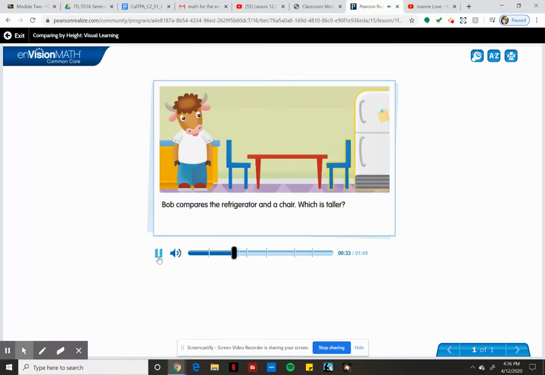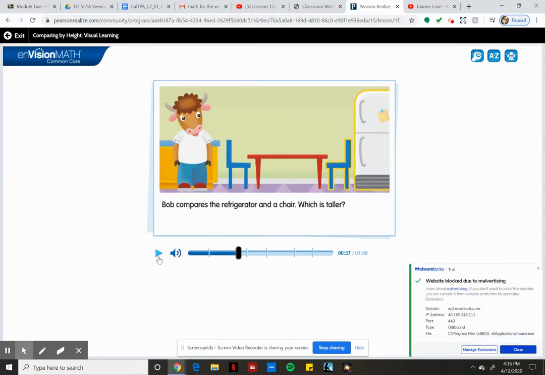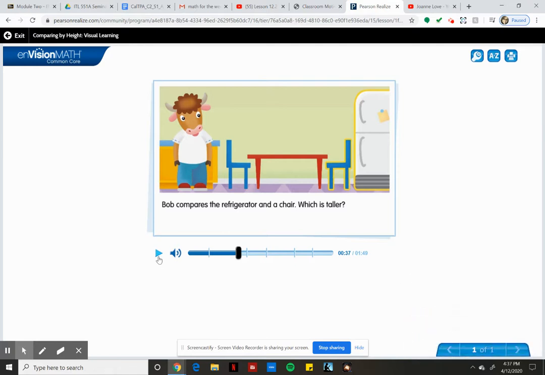Bob compares the refrigerator and a chair. Which is taller? So scholars, we're going to use our academic words to describe and use examples to say which is taller, the refrigerator or the chair. Go ahead and think in your brains, which one do you think is taller? The refrigerator is taller than the chair. How do you know? How do we know, scholars?